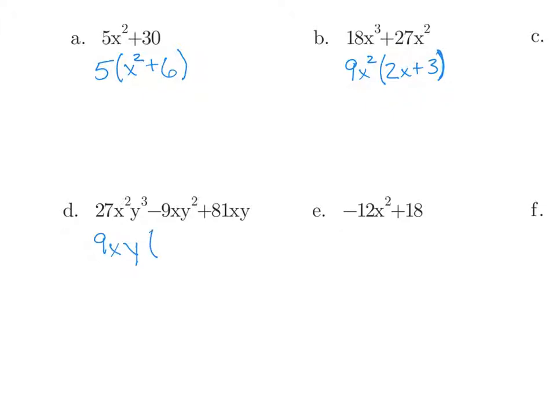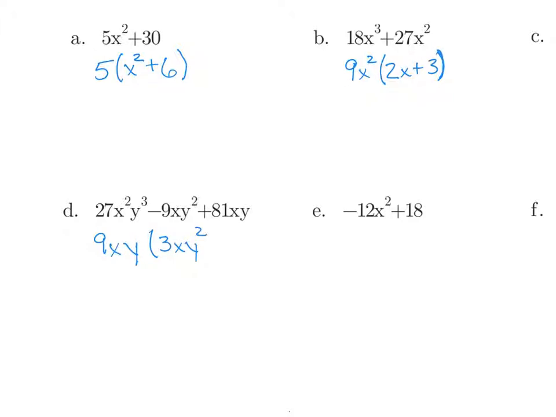Okay, so now let's go ahead and divide each term by our greatest common factor. So if we divide each term by the greatest common factor, for the first one, we get 27 divided by 9 is 3. If I have 2 x's and I take 1 away, I'm left with 1. If I have 3 y's and I take 1 away, I'm left with y squared.